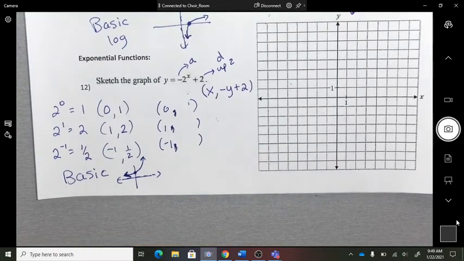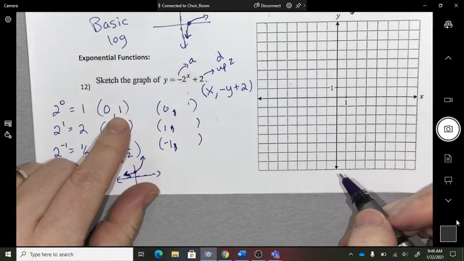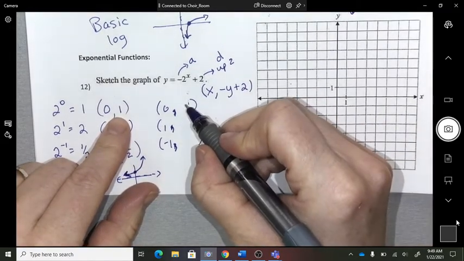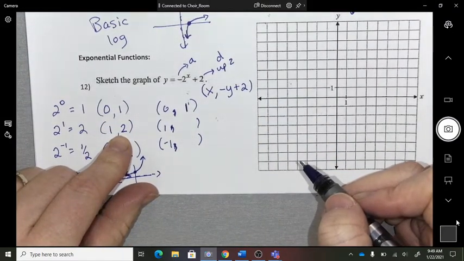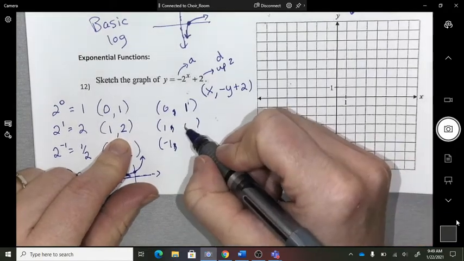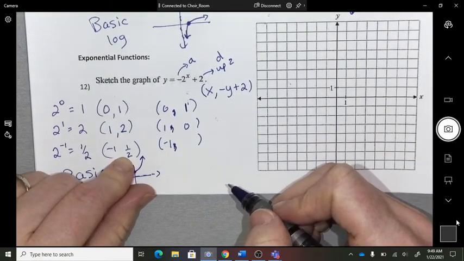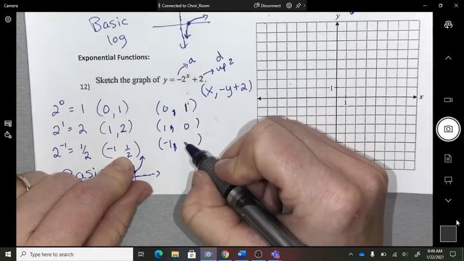Okay, so we're going to get 3 new coordinates to graph. Nothing has changed with the x's. Okay, -1 plus 2 is 1. -2 plus 2 is 0. -1/2 plus 2 is 1.5.